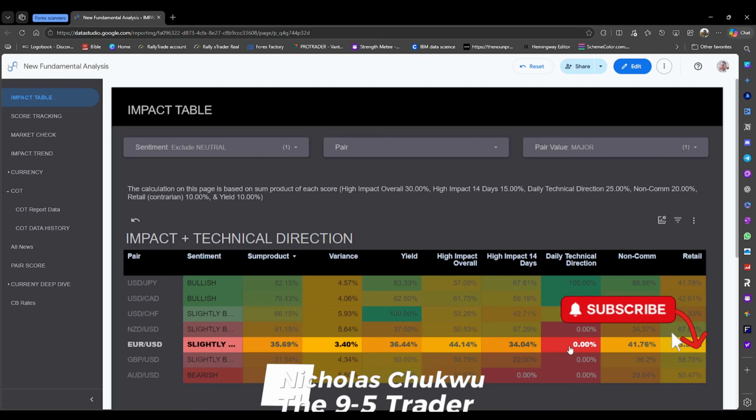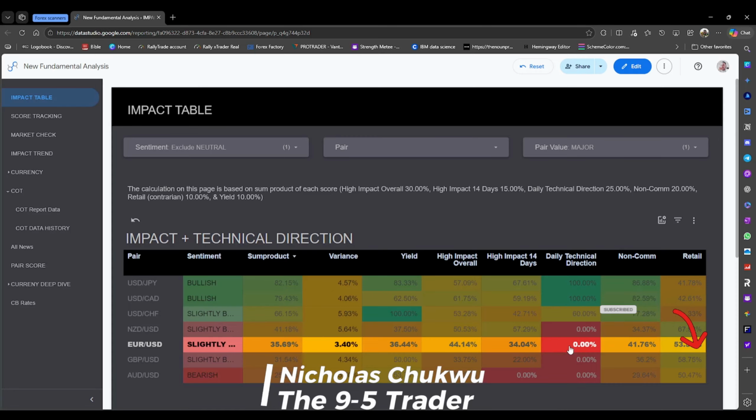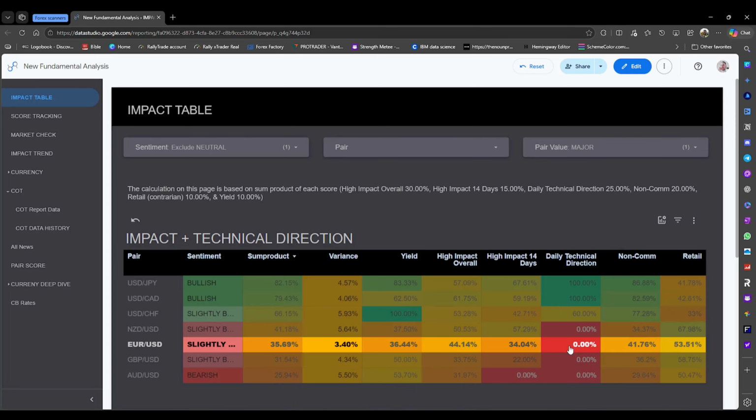The technical direction is now bearish, and the technical direction is more like where is price compared to the 20 SMA. Is it below? How far below? It's far below the 20 SMA. The non-commercial traders are looking to buy more US dollar contracts. Or rather, they had more long contracts for the US dollar than they have for the euro. While the retail traders, those guys are quite confused. I'm going against them at 53%, which is slightly bullish. So basically, from everything, all the way from yield to non-commercial trading, I should be shorting this market.